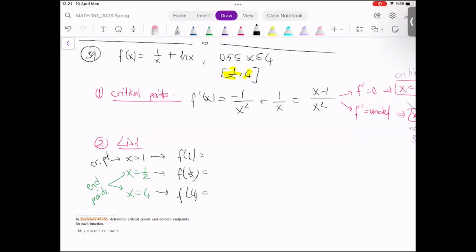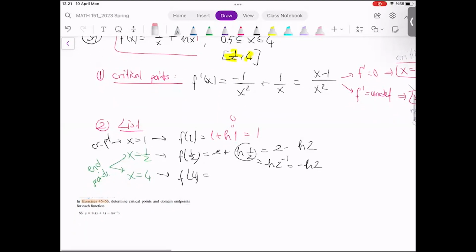What is f of 1? Here is your f function. You can easily compute the images. f of 1 is 1 plus ln 1, ln 1 is 0, so 1. f of 1 half can easily be computed. Let me write this down. f of 1 half is 2 plus ln 1 half. This can be rewritten as ln 2 to the power minus 1. And then minus 1 can go down like this, minus ln 2. That's why I will write it as 2 minus ln 2.